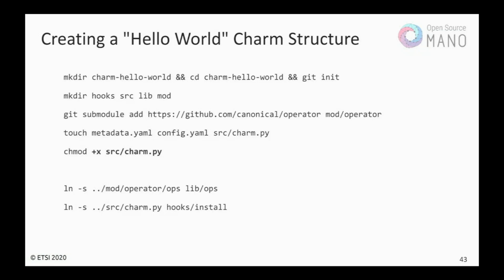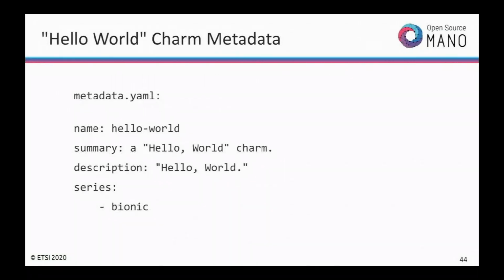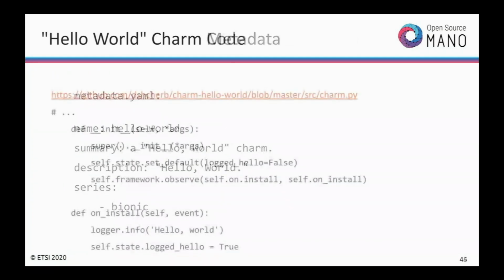And you can structure your charm by using symlinks. So you can put your modules, your GitHub modules under mod, and then symlink them to your lib directory. And you can do the same with your charm source code and have a hook symlink created in the hooks directory. You'll need a metadata file with at least this content to deploy a charm. And this is, again, a very basic charm if you want to start.